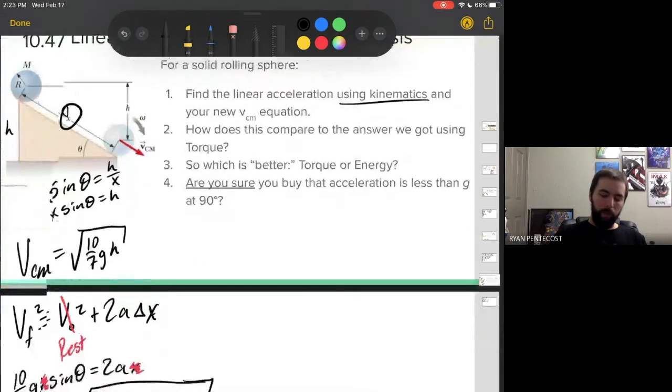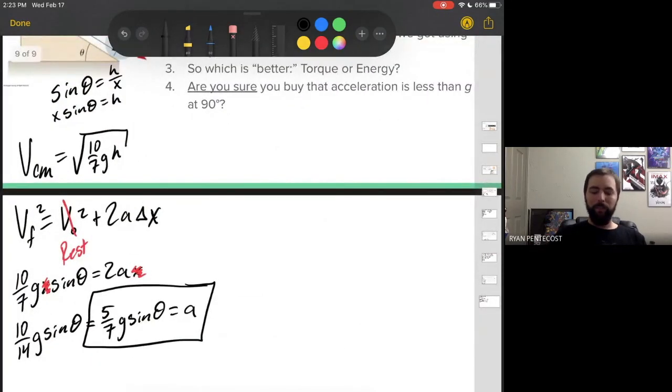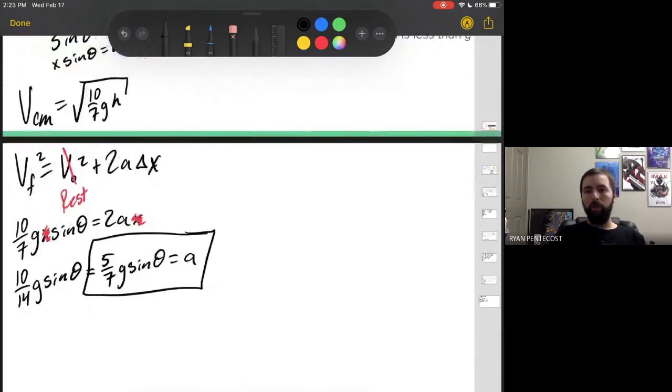Now, are you sure you buy that acceleration is less than g at 90 degrees? Well, I'm going to leave you to ponder that one. And that's the end of our video as well. So next, we will continue on with a second part of rolling. We're going to do a rolling part 1 and a rolling part 2 before we begin angular momentum.